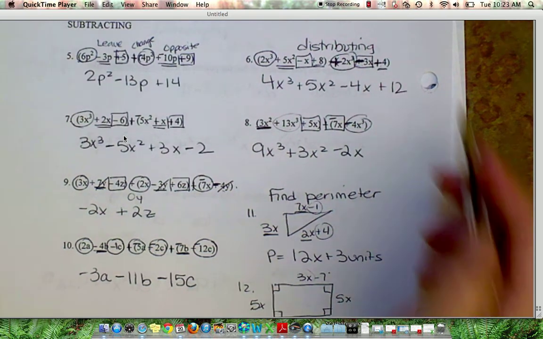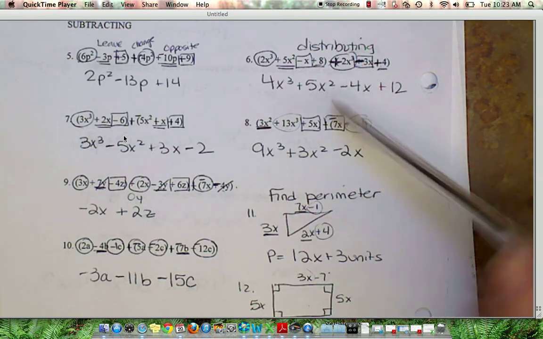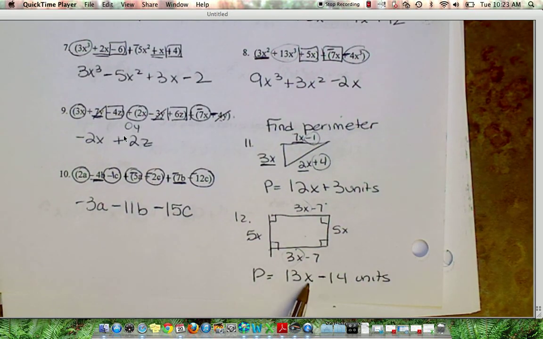So adding and subtracting, including finding the perimeter. You can always rewind and go back. Good luck.